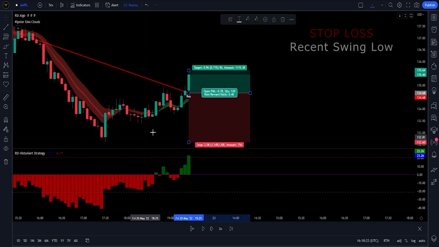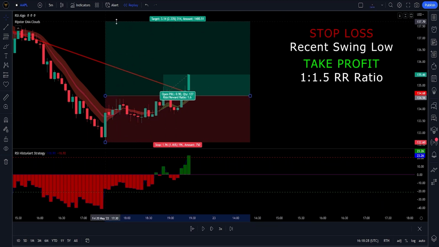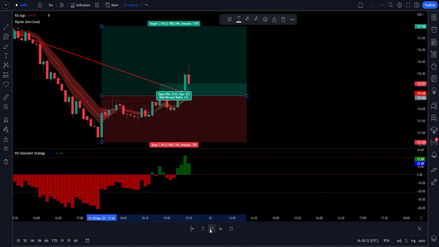Our stop loss will be the recent swing low. And our take profit will be around a 1.5 risk to reward ratio. Now, let's see how this trade goes.